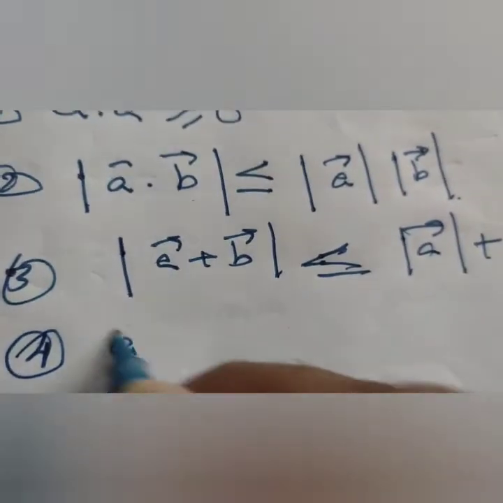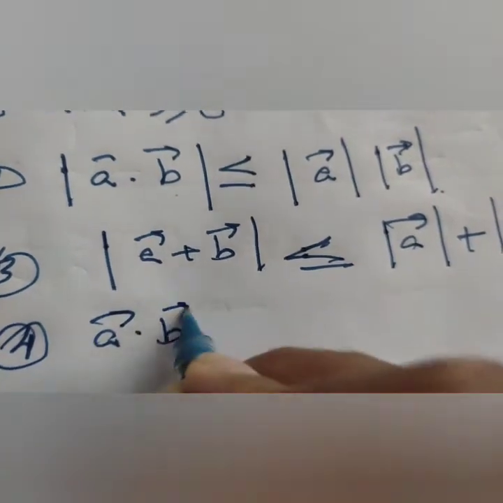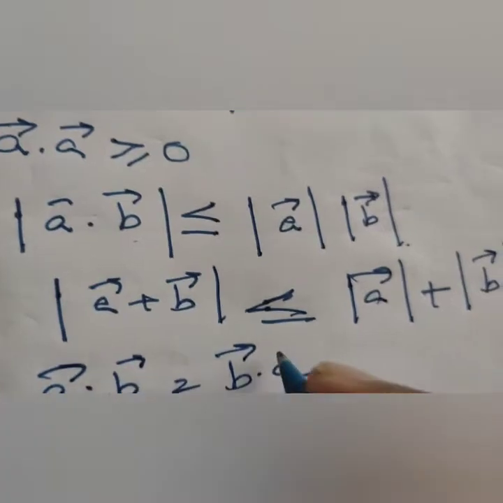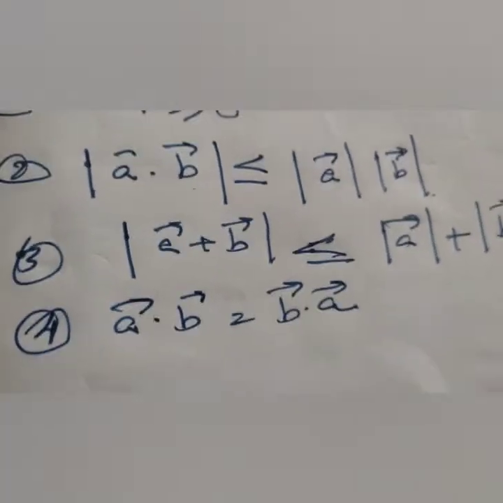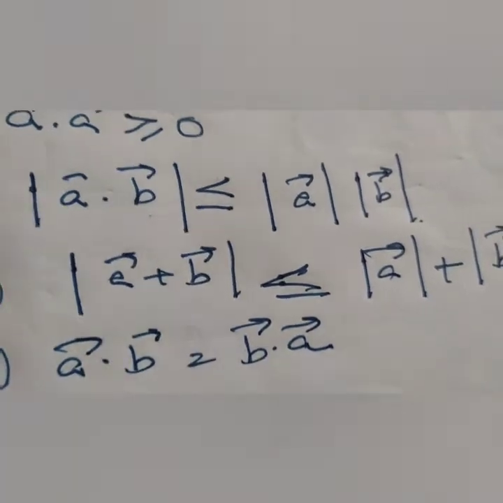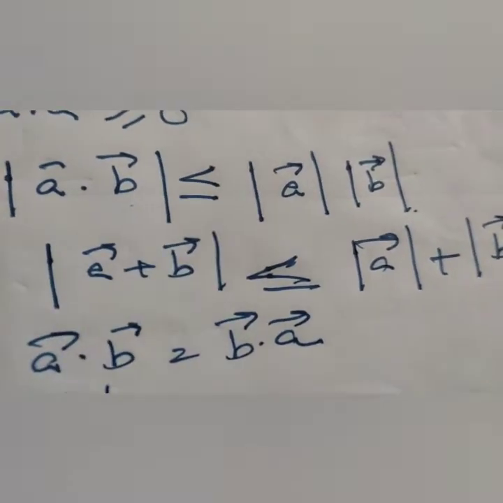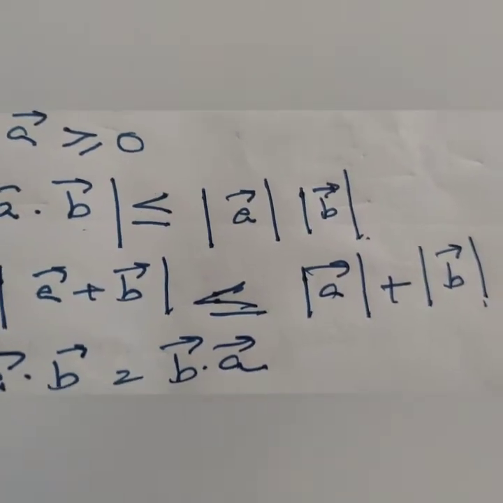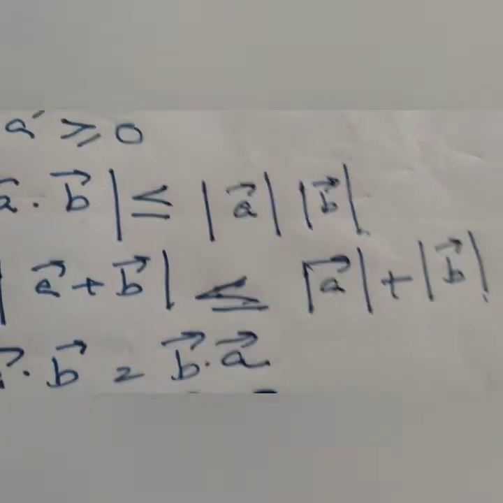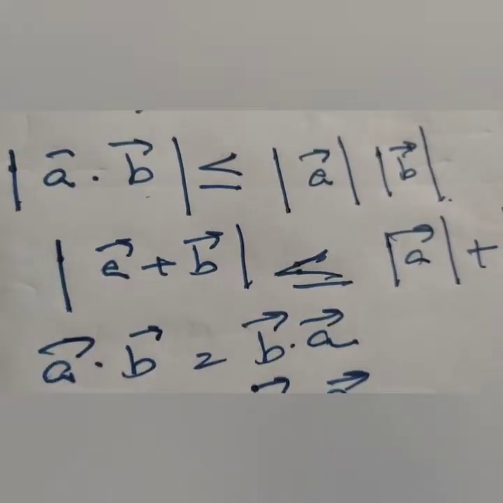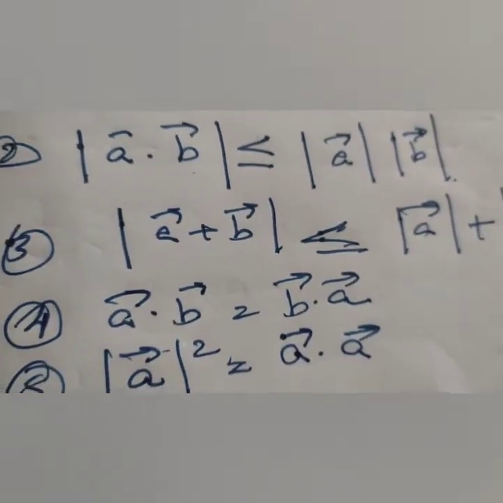Fourth is A dot B is equal to B dot A. Also, I want to tell you modulus of A squared is equal to modulus of A into modulus of A. Remember, these are the formulas about the dot product.